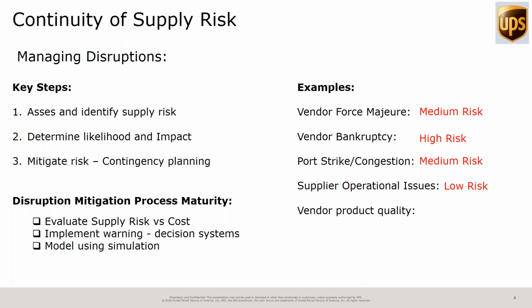Then we have supplier operational issues, maybe a production line going down for a couple of weeks or maybe a few days, where it could be rectified through process improvement. It could be categorized as low risk. And then the vendor product quality. Again, this one depends on what level of product quality issue prevails and the time of the quality issue. It could be either a low risk or a medium risk.